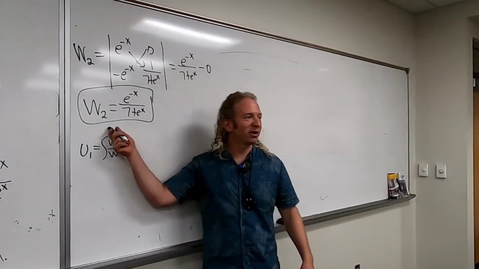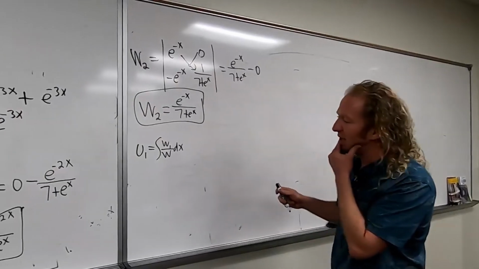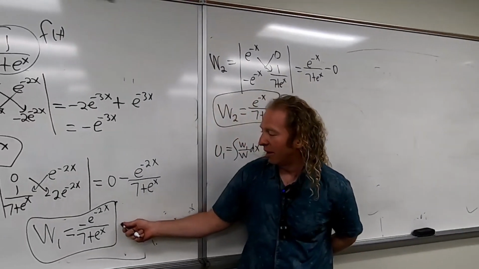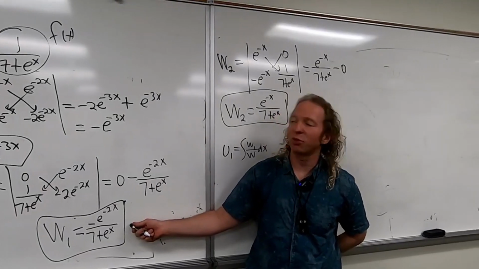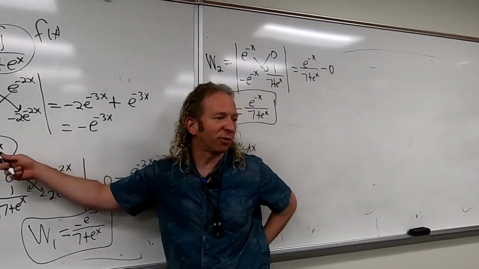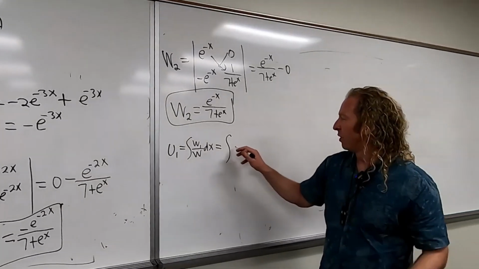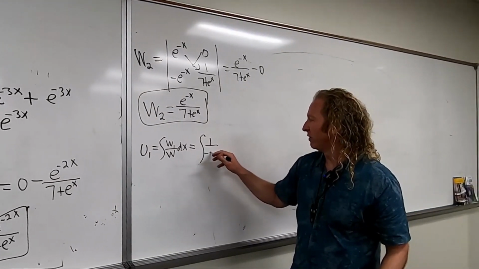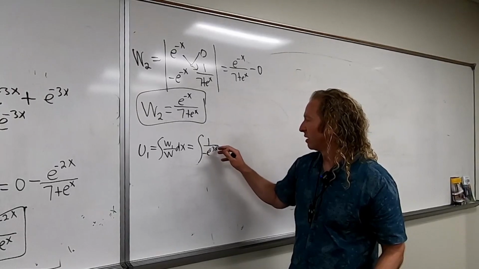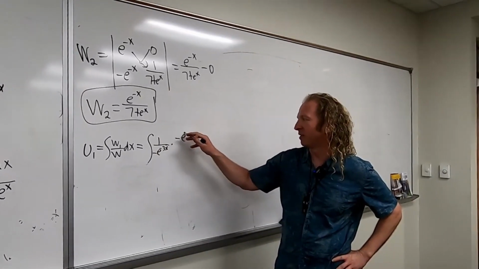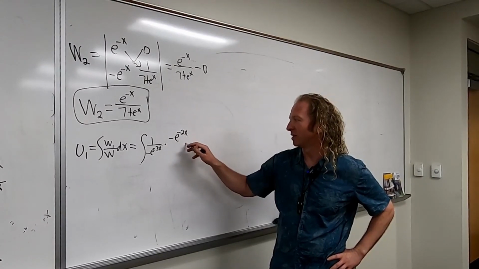So W1 over W. So let's see. W1 is this. So we're dividing by W, so we're multiplying by the reciprocal. So I'm going to write it like that. So this is equal to 1 over negative e to the negative 3x times, I should have skipped some steps here, but I didn't because I'm weak.